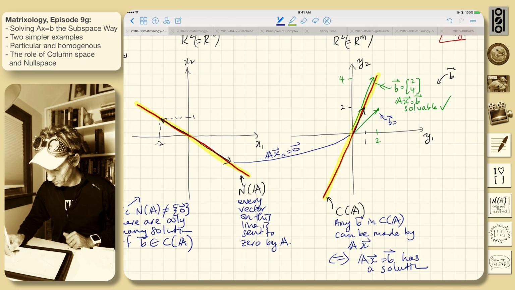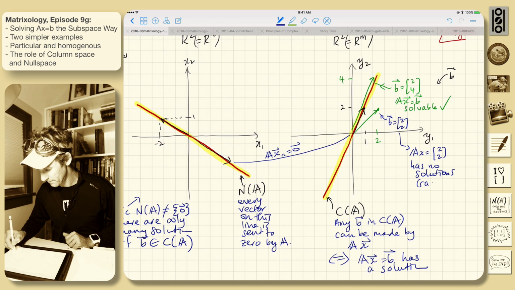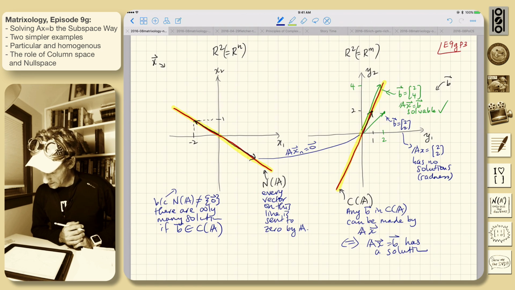This is b equals 2, 2. And Ax equals b has no solutions. Has no solutions. So sad. Sadness. But we will overcome even this great tragedy.